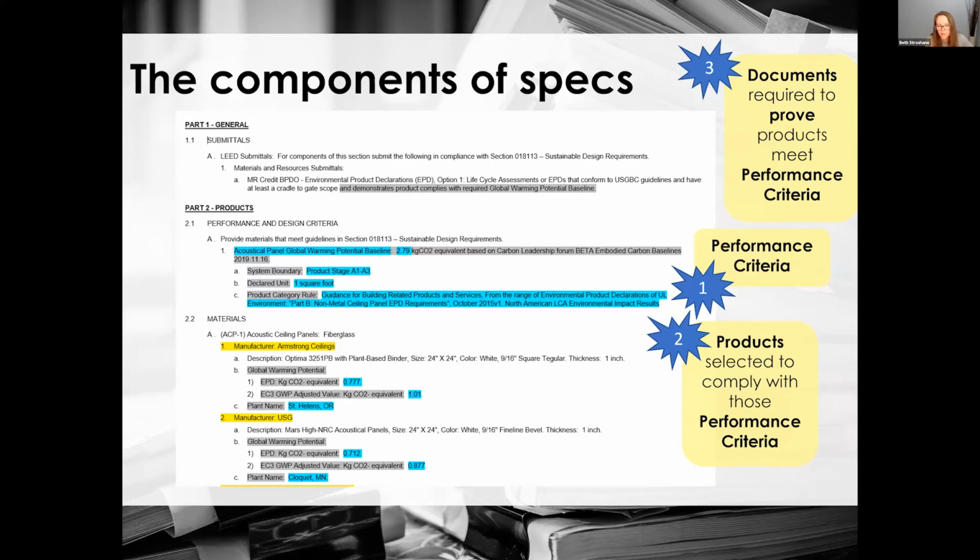It's not good enough to just say, oh, I want the best or lowest embodied carbon acoustical ceiling panel. We need to know what performance criteria you're going to use to prove that it meets those requirements. So those are the pieces that specifications really are. So if you break it down into 3 sections and you think about just these 3 things, then it gets to the point that it's something you can keep your head wrapped around as you work through the process.